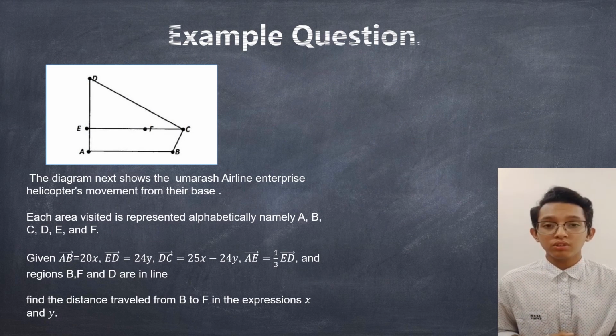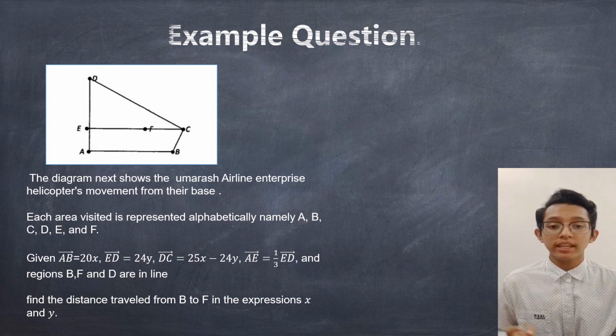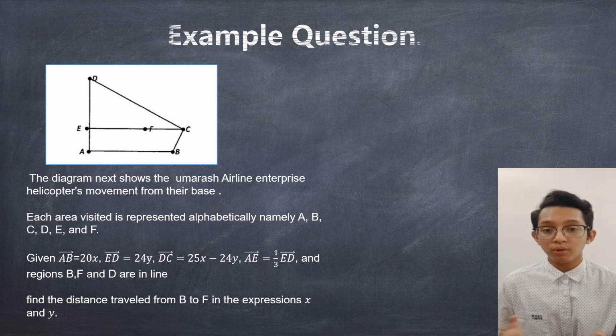Today, I would like to talk about some questions that have vectors in them. The diagram may show the Umarash Airline Enterprise helicopter movement from their base. Each area visited is represented alphabetically, namely A, B, C, D, E, and F. Given AB is 20x, ED is 24y, and DC is 25x minus 24y. AE is 1/3 ED. The regions B, F, and D are in line. Find the distance travelled from B to F in terms of x and y.